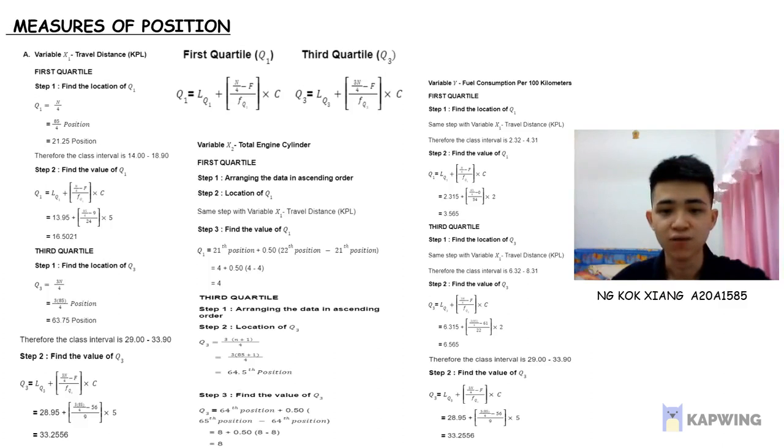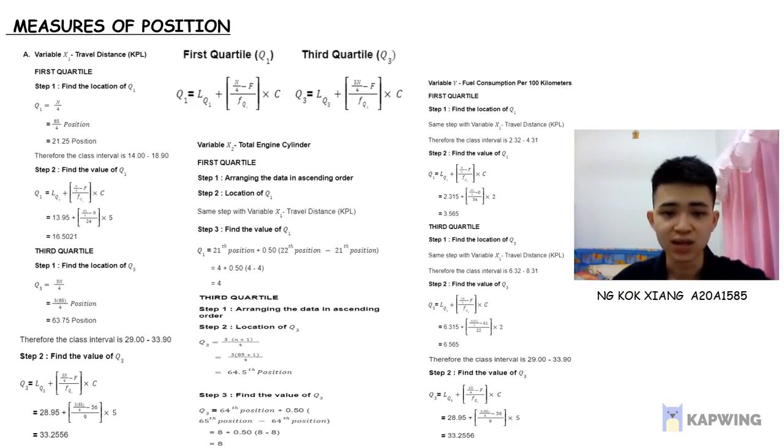find the location of Q1, which is total sample size plus 1 and divided by 4. The answer is 21.5. Then find the value for Q1 by using the value at position 21 plus 0.5 of the difference between position 22 and position 21. The answer is 4.